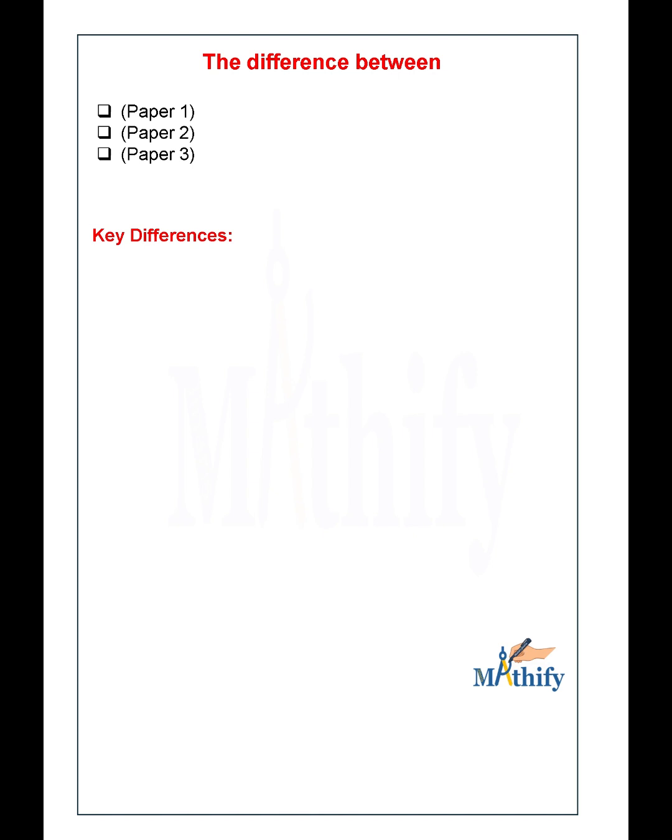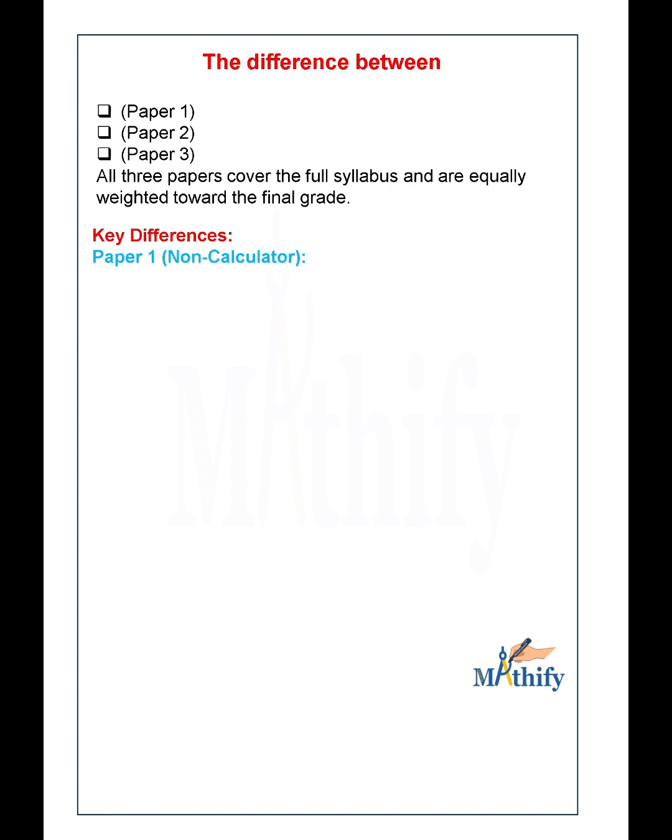Most people sit GCSE maths exams, but do not know the main differences between paper 1, paper 2, and paper 3. All three papers cover the full syllabus and are equally weighted towards the final grade. Each paper weighs around 33% of the grade, between 33 to 35%. Now we'll cover some important differences, starting off with paper 1 non-calculator.